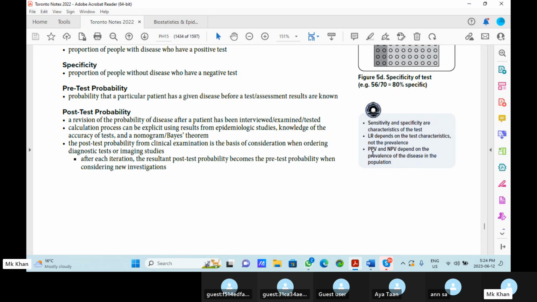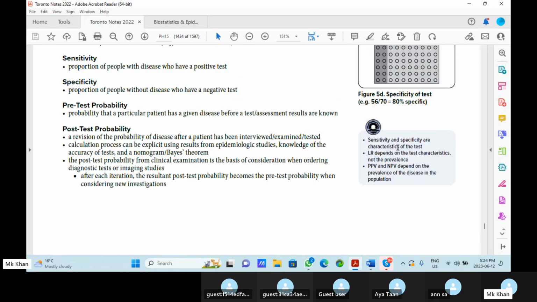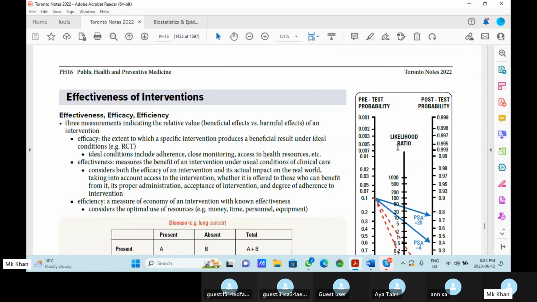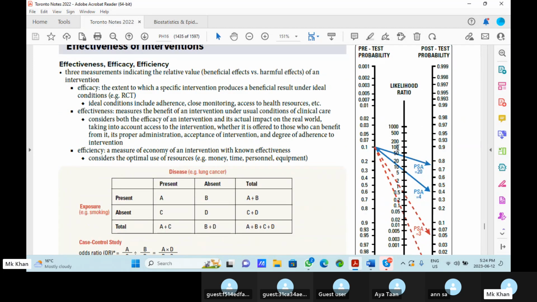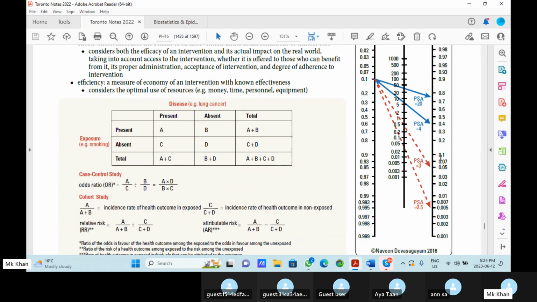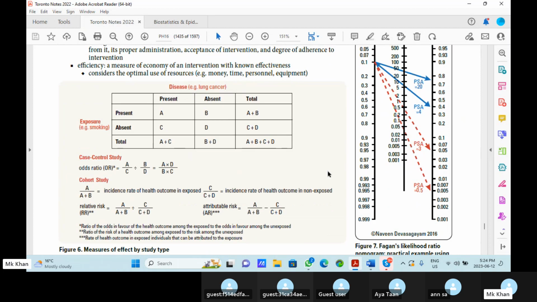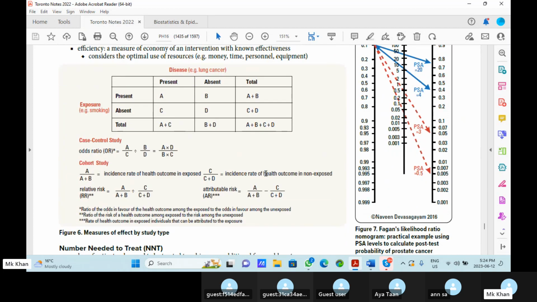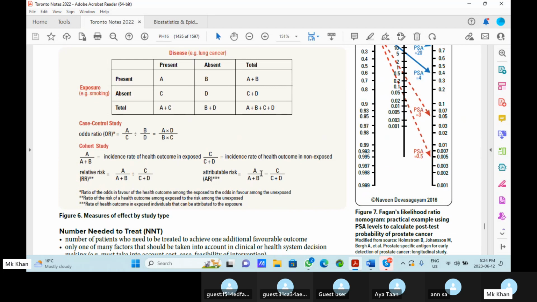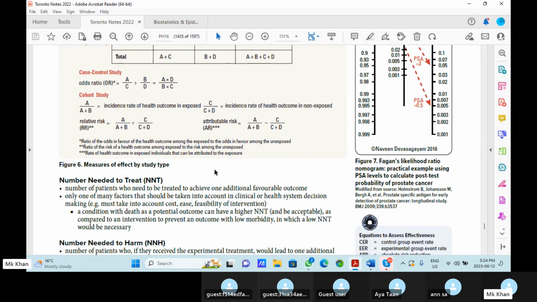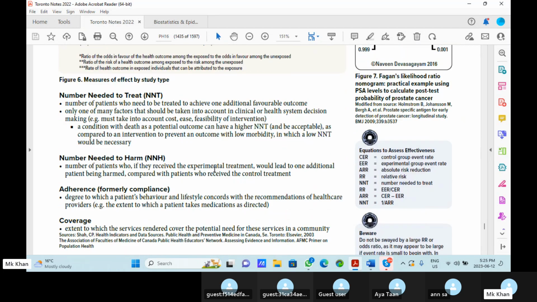So this is important: PPV and NPV depend on the prevalence of the disease. And these are just the test characteristics. So this efficiency, these are just, I think, the definitions, and this is just the graph showing. And this is the example they are showing for the case control. So for case control and cohort study and all this, we will see what the definitions of all these are.